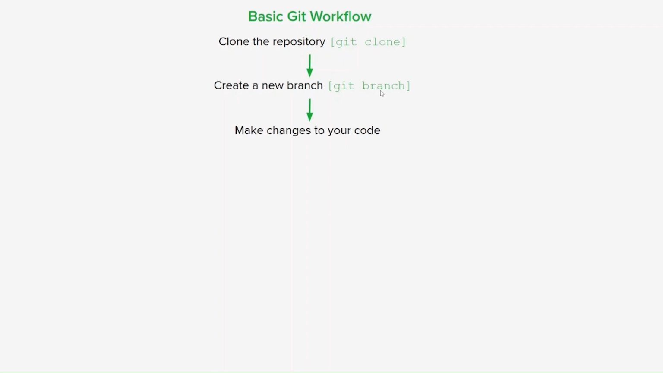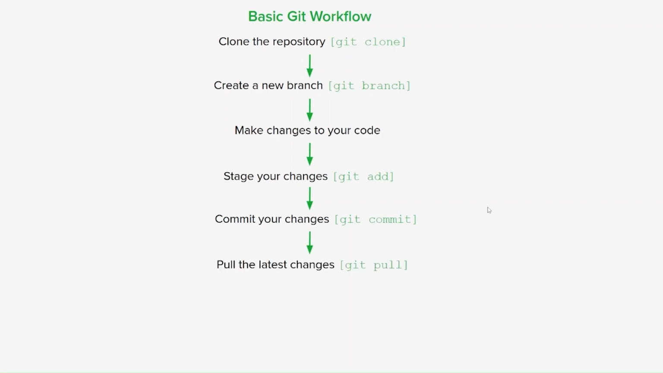Next, you want to make changes to your code, whatever changes that you need to make. And then you want to stage your changes using the git add command. You do this once you're happy with the changes. You need to stage them so that they're ready to be committed. And then you're ready to commit your changes using the git commit command.